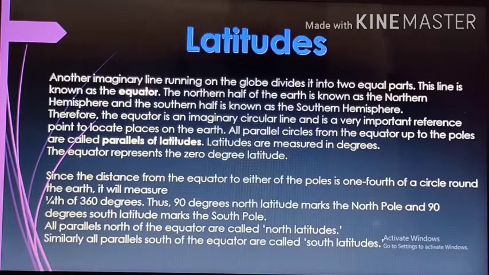For example, both Chandrapur in Maharashtra and Belo Horizonte in Brazil are located on parallels of about 20 degrees latitude. But the former, that is Chandrapur of Maharashtra, is 20 degrees north of the equator, and the latter, Belo Horizonte of Brazil, is south of it, that is 20 degrees south of the equator. We therefore say that Chandrapur is situated at 20 degrees north latitude and Belo Horizonte is situated at 20 degrees south latitude.